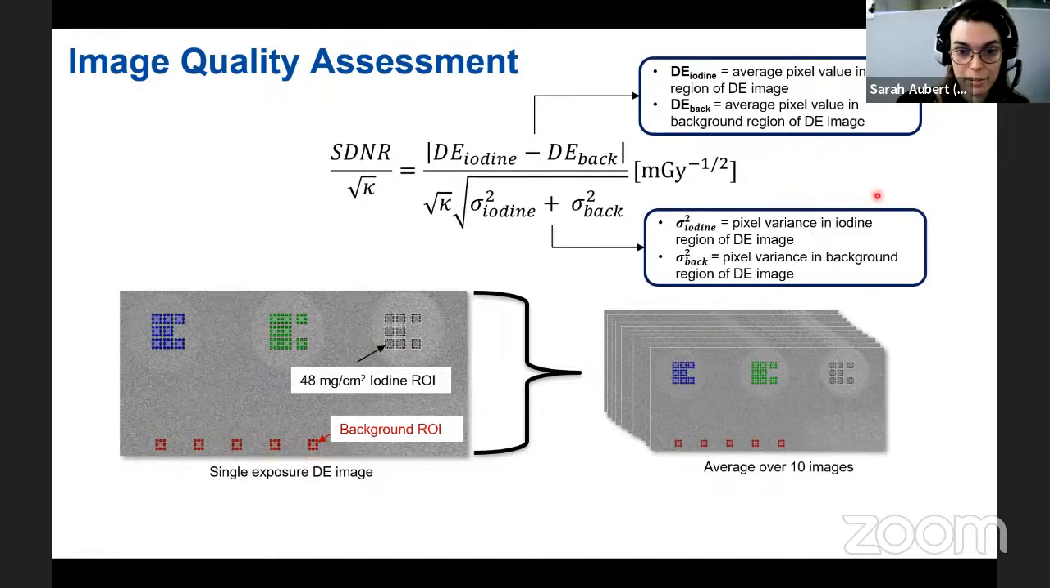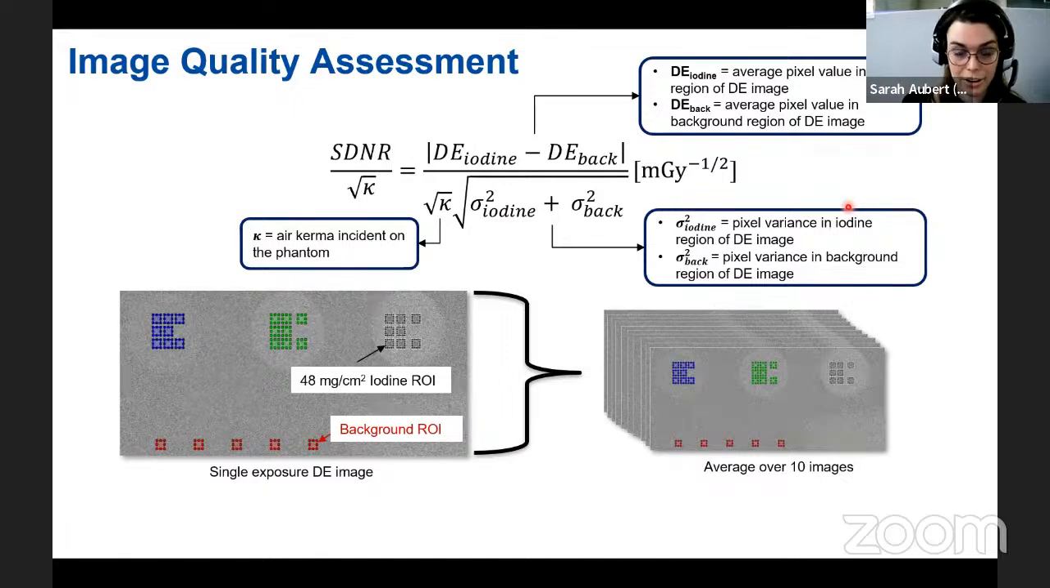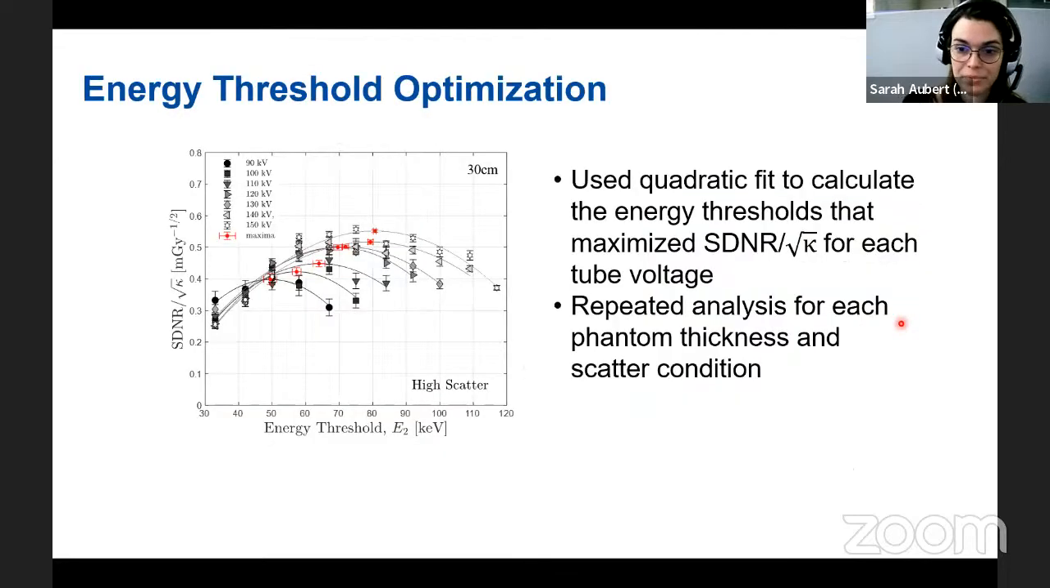The sigma terms here represent the pixel variance in these respective regions, and kappa represents the air kerma that is incident on our phantom. And so we did this for each well of iodine and averaged over 10 different data sets for each tube voltage and energy threshold combination. For each of our phantom thicknesses and scatter conditions, we repeated this experiment.